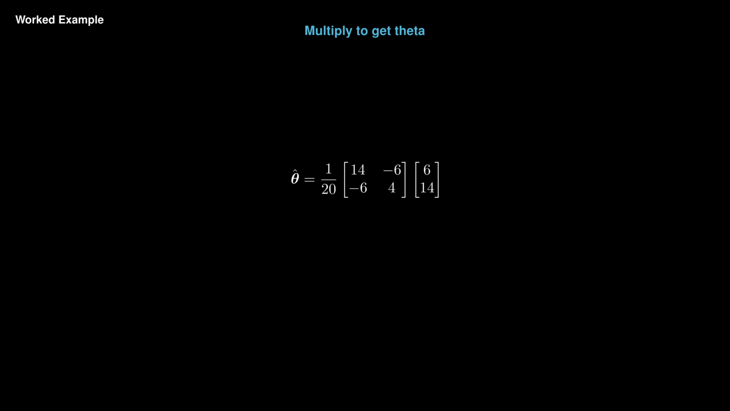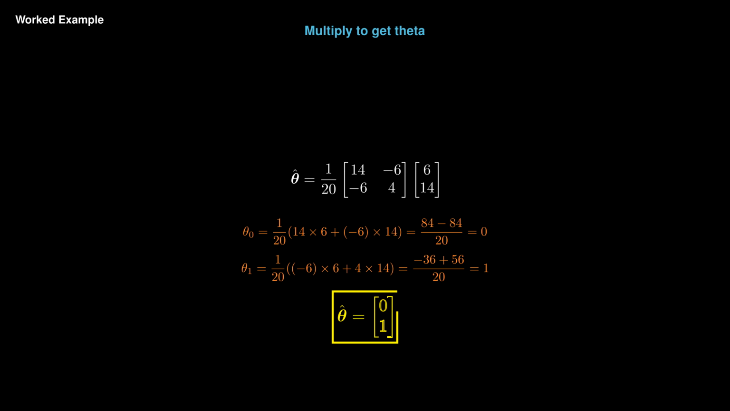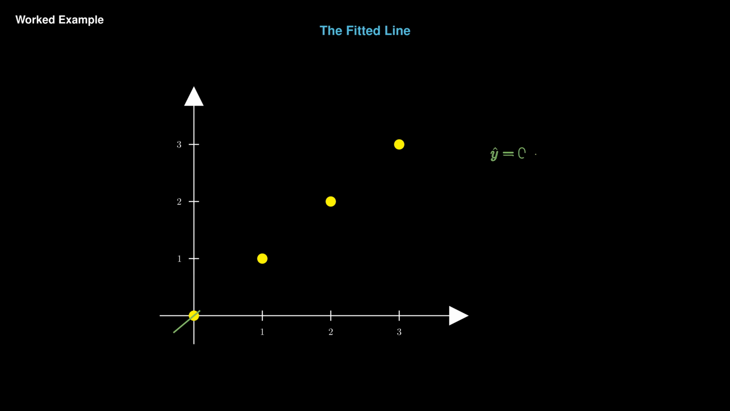Multiply the inverse by X transpose y. 1/20 times (14 times 6 plus negative 6 times 14) equals 1/20 times (84 minus 84) equals 0. That is theta 0. 1/20 times (negative 6 times 6 plus 4 times 14) equals 1/20 times (negative 36 plus 56) equals 1. That is theta 1. So theta hat is [0, 1].